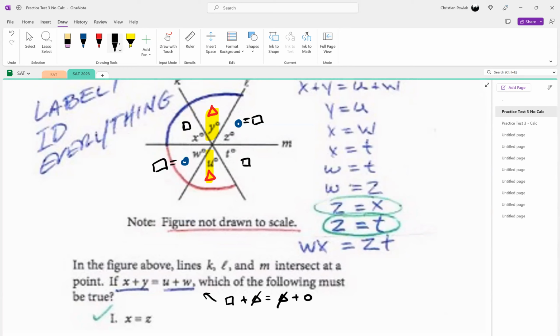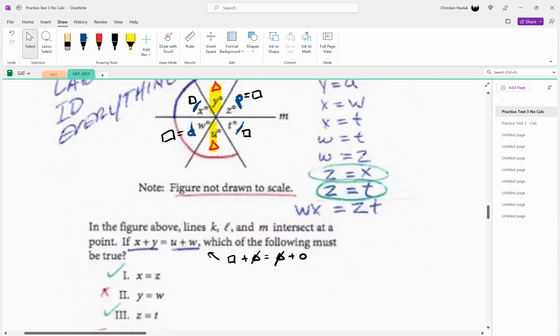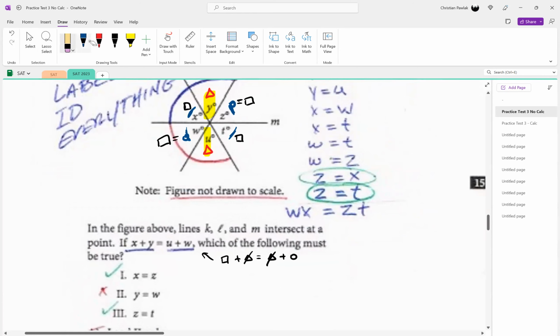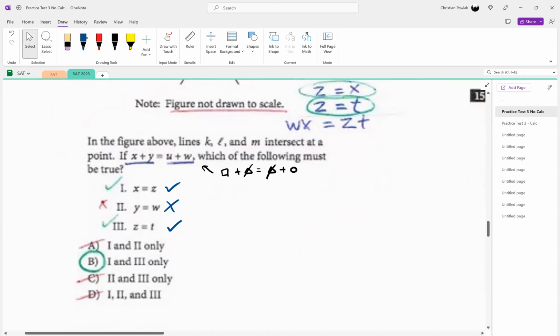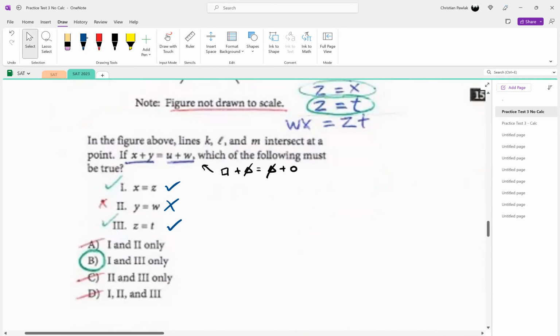So that actually means, guess what? y and u are the same, but also x and w and z and t are the same. So if I go through this, I can see, yes, x and z are the same because they're both the same shape. y and w are not. y is a triangle, w is a square or circle. Nope. And does z equal t? Yes, both of those are squares. So those are also congruent. So that's why the correct answer is 1 and 2. Okay.